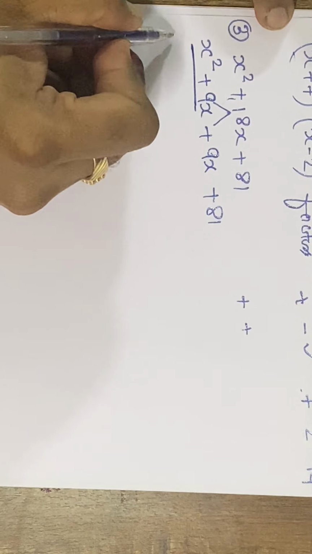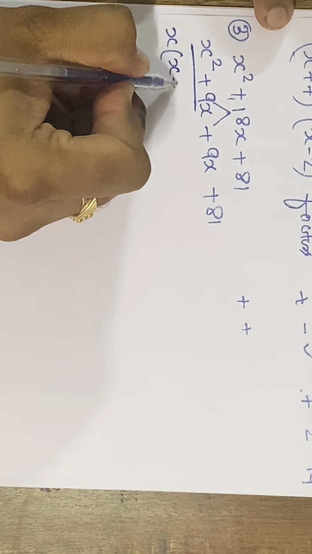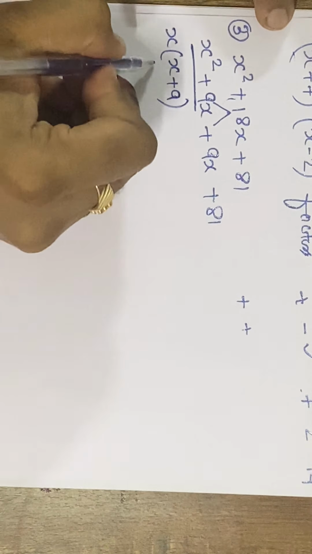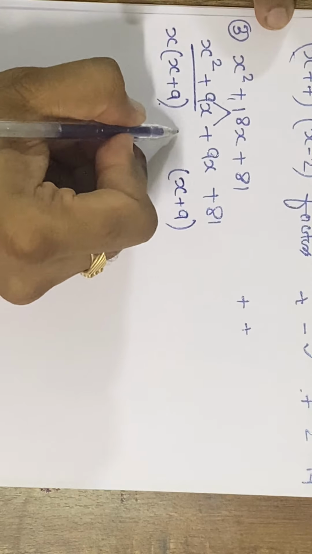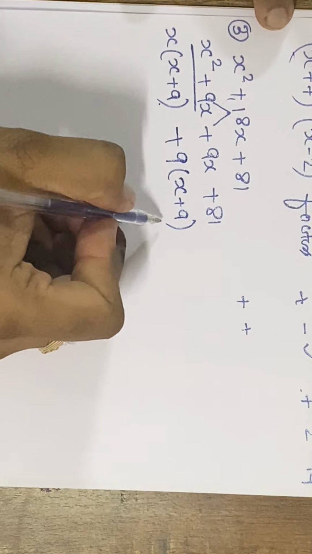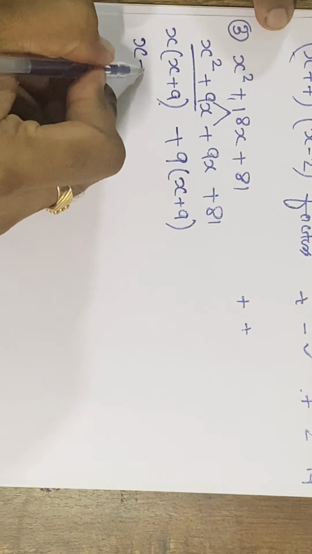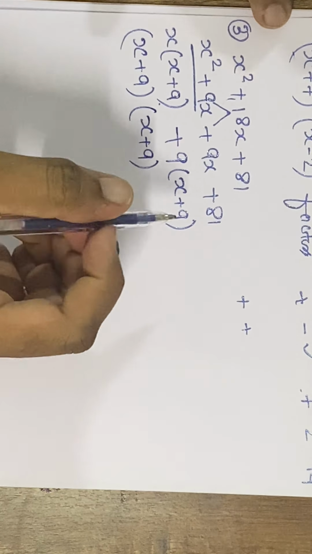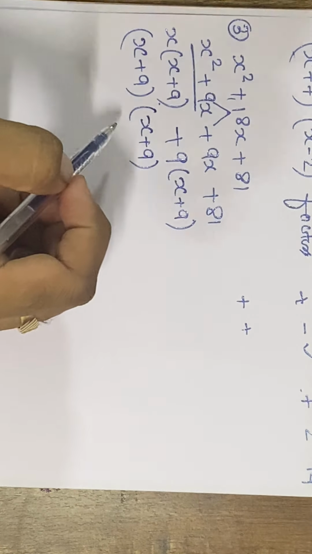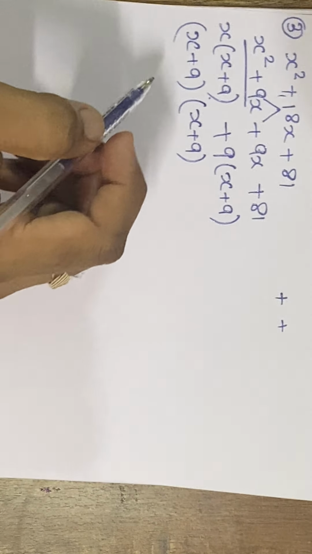Again, take these two, x is common, x plus 9. Whatever you are writing here, write it here. Try to bring plus 9x by writing plus 9, 9 nines are 81. X plus 9 is common, and here also x plus 9 is common. This is the way you factorize this. Okay. Now the fourth one.